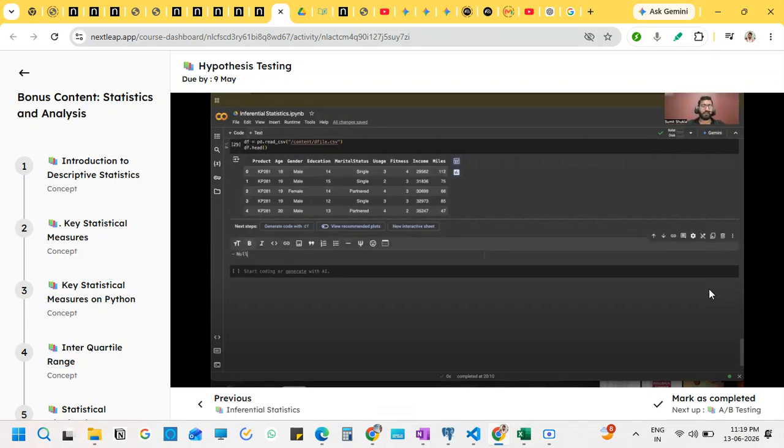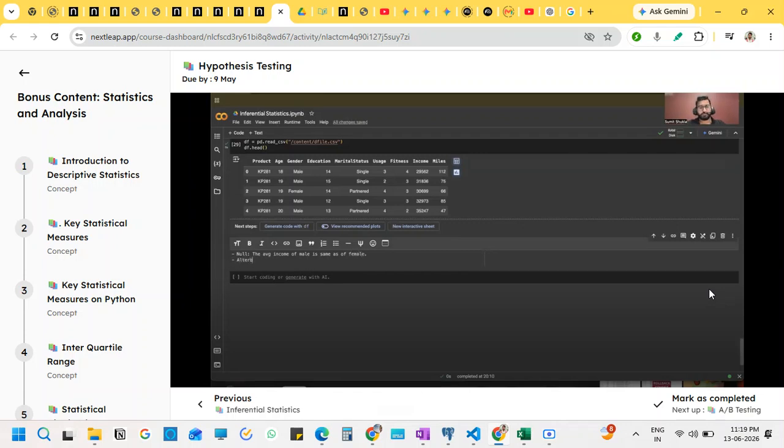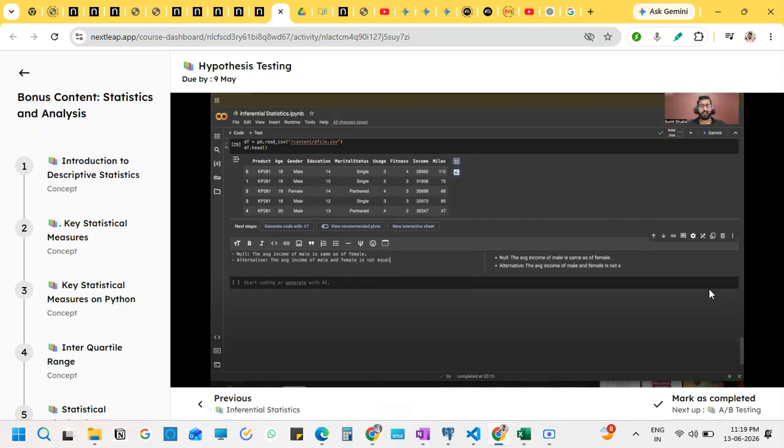My null hypothesis is that the average income of male is the same as that of female. Alternative is the average income of male and female is not equal. So in terms of representation, it will be mu male is not equal to mu female, whereas in this case it will be mu male is equal to mu female, right?